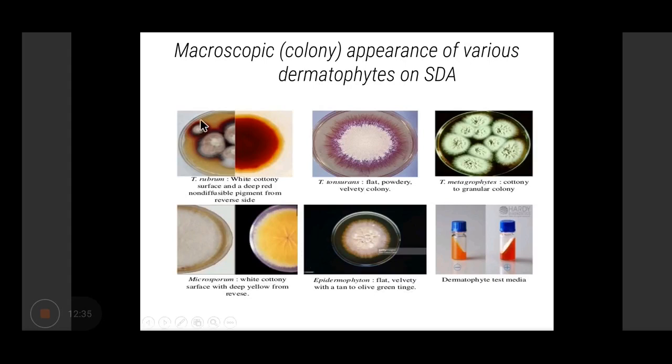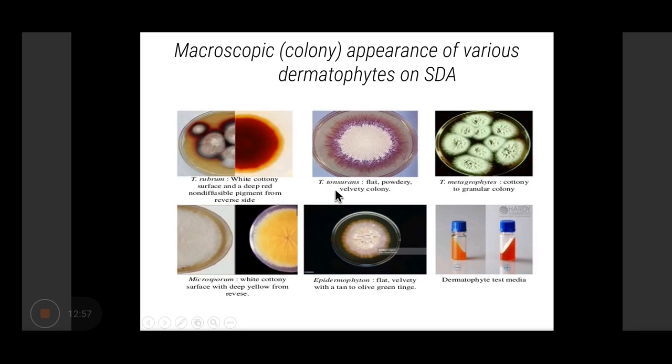Macroscopically, how will they appear? Among the various dermatophytes, T. rubrum is white, cottony, and shows a pigment, a red color pigment. It's a non-diffusible pigment, seen on the reverse side. So this is the reverse side, this is the obverse side, and the pigment is seen on the reverse. This is T. rubrum.